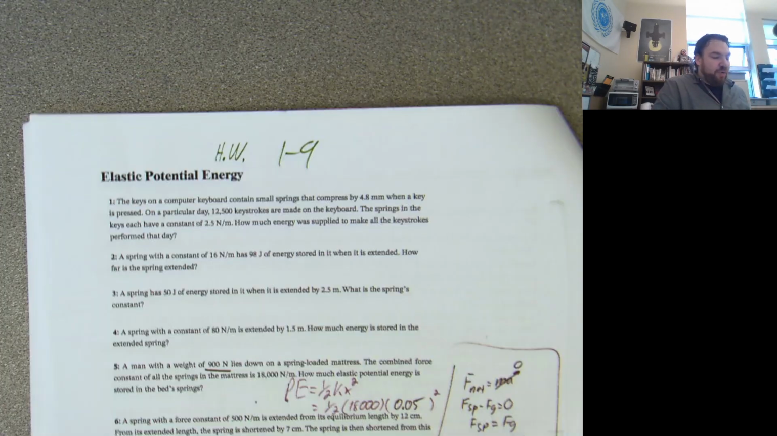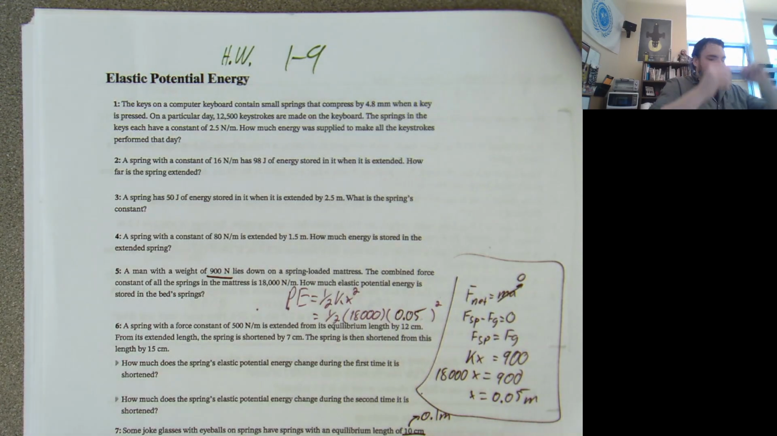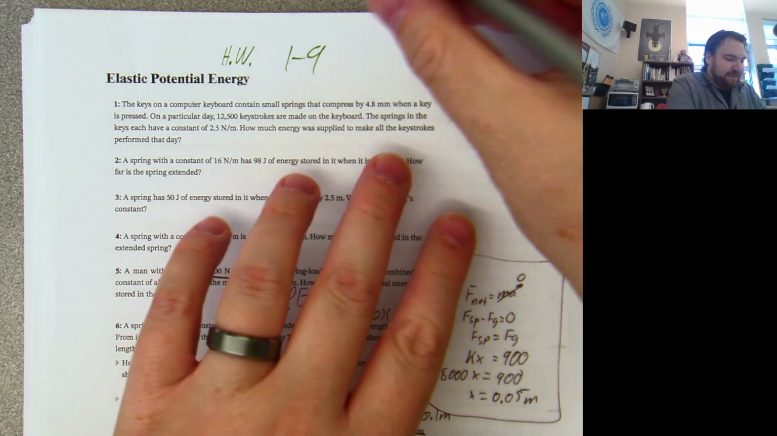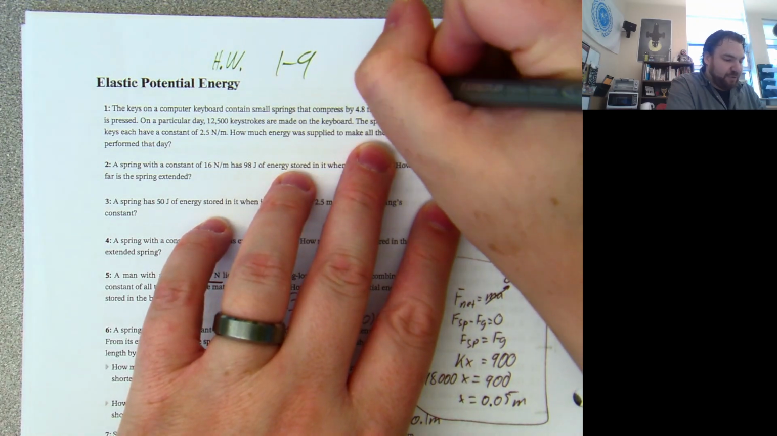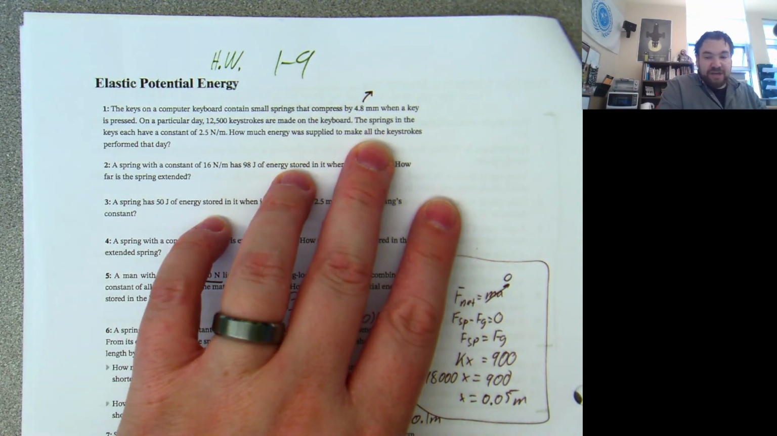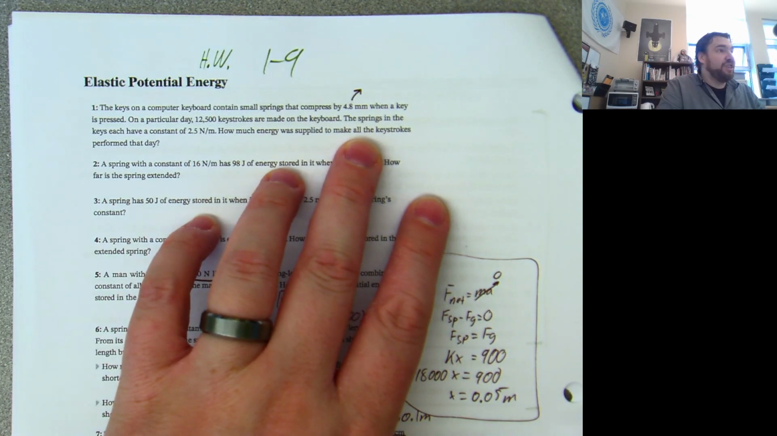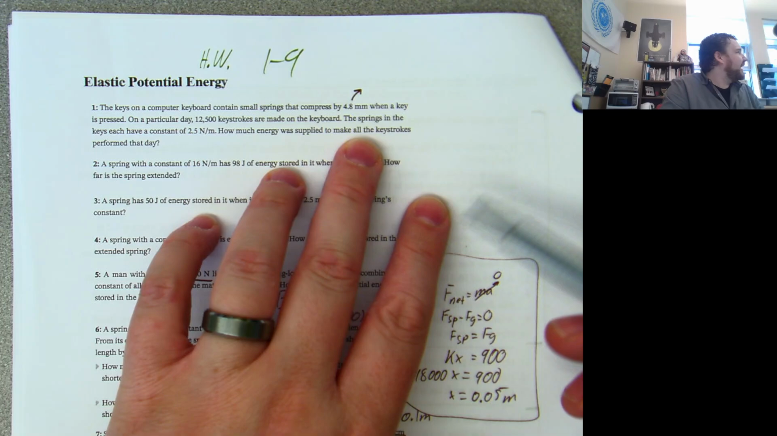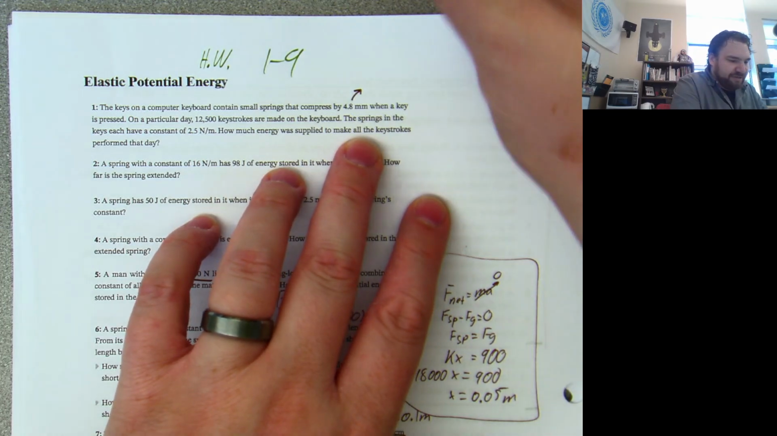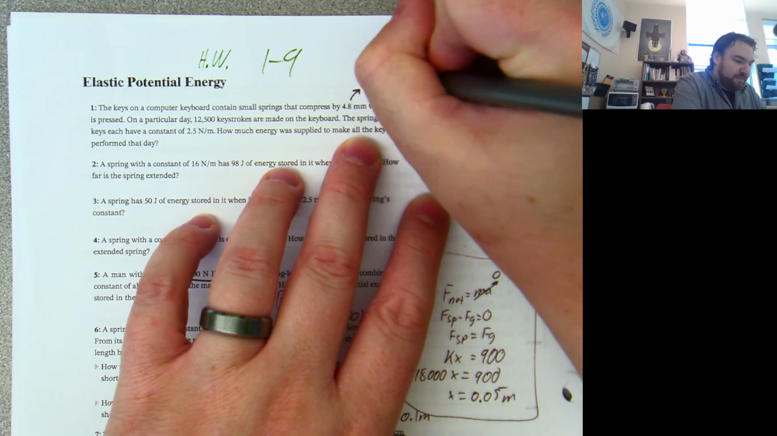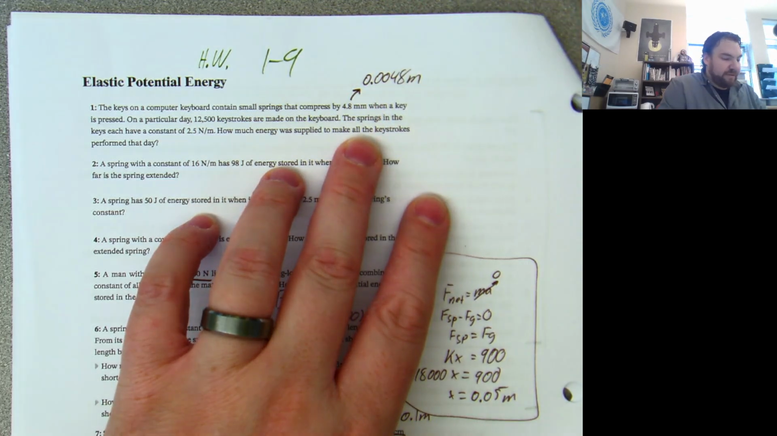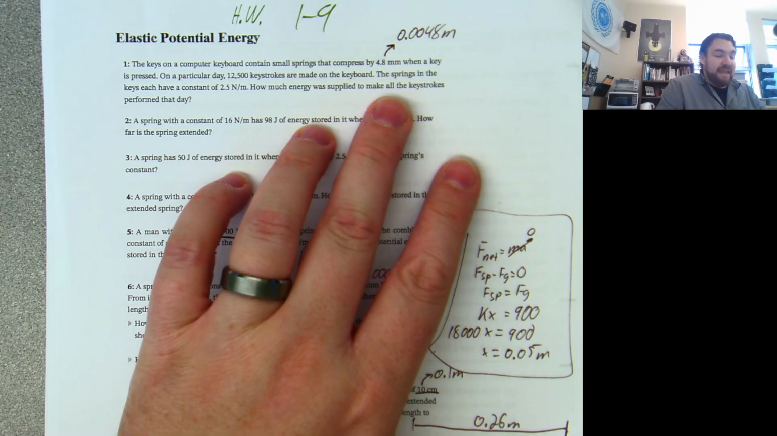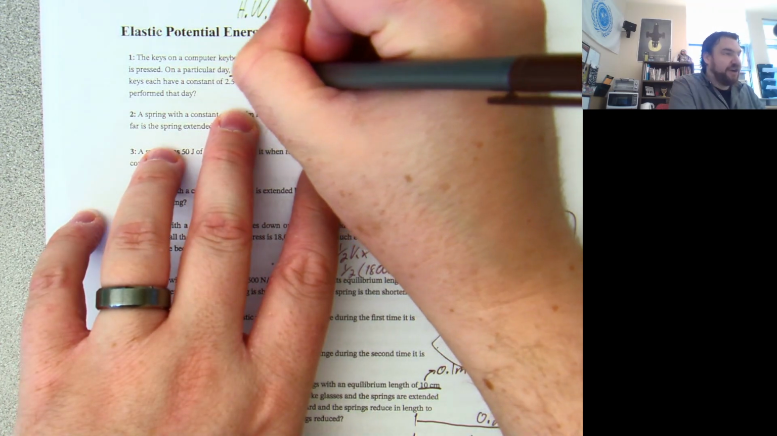Okay. So, fun one. Keys on a keyboard contain small springs that compress by 4.8 millimeters. So what we're going to do is take that right away and turn that into meters. Milli means 1,000, so there's 1,000 millimeters in a meter. So we're going to divide 4.8 by 1,000, and we're going to get 0.0048. And we make 12,500 keystrokes.